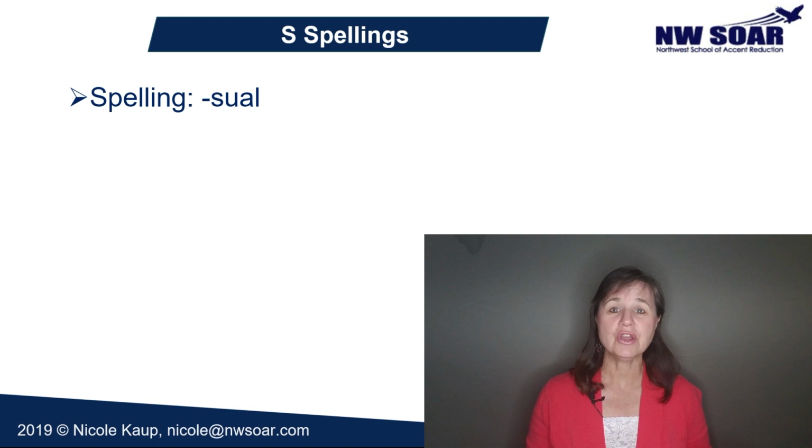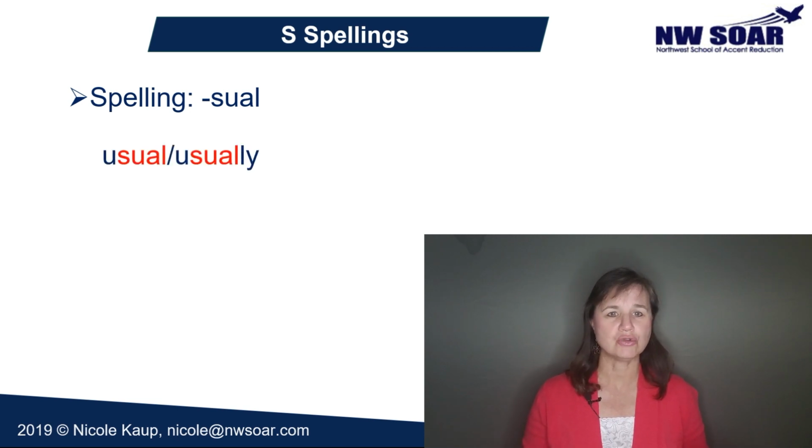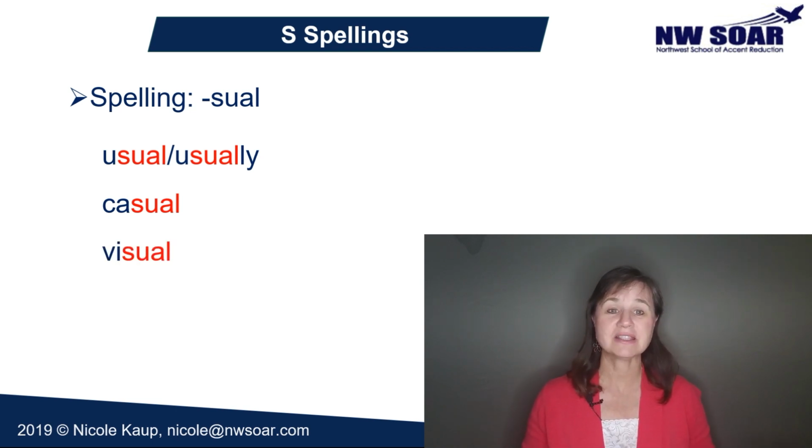Finally, there are a few words with S-U-A-L spelling where you hear the j sound. The ones you're likely to use are usual and usually, casual and visual. Let's try this sound now in some sentences.